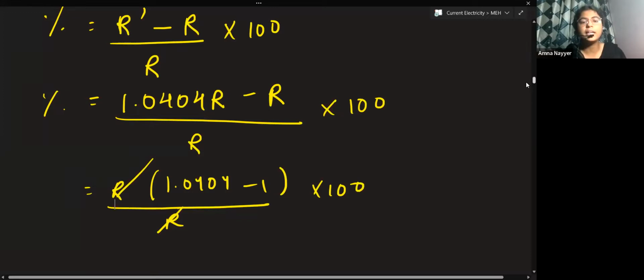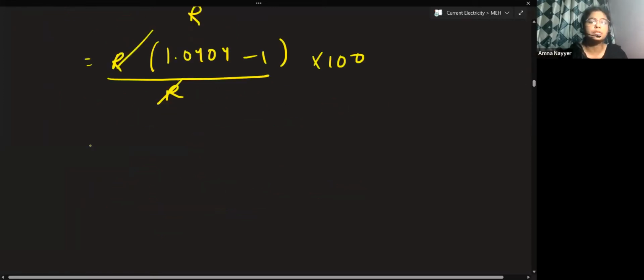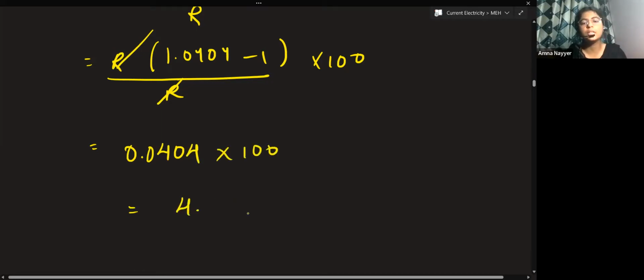1.0401 minus 1 becomes 0.0401. So this becomes 0.0401, which multiplied by 100 becomes 4.04 percent. This is the percentage change of resistance. That's how you will do it.